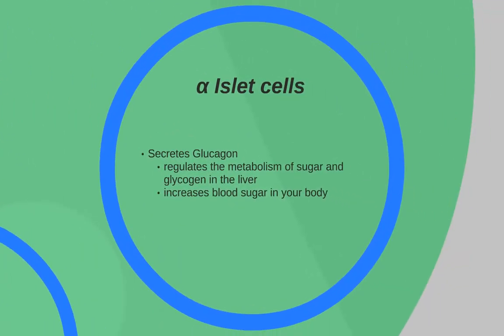Alpha islet cells secrete glucagon. Glucagon regulates the metabolism of sugar and glycogen in liver and increases the blood sugar. Insulin and glucagon counter each other. Insulin lowers the blood sugar, glucagon raises it.